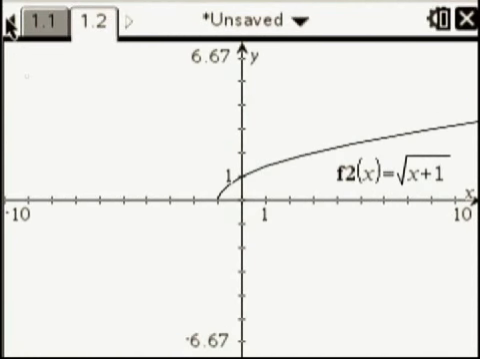In this example, I have a function that has a square root in it. So square roots work except when we try to take the square root of a negative number. So the domain of this function would be any number where x plus 1 is greater than or equal to 0. Subtracting 1 from both sides, I'm going to find that x, the domain, can be any number, as long as it's greater than or equal to a negative 1.